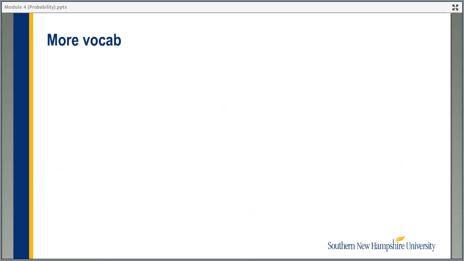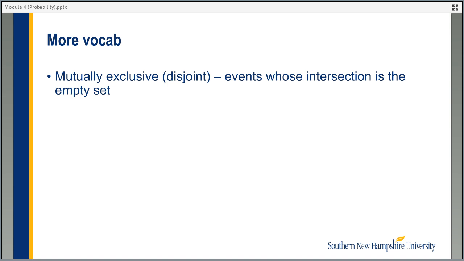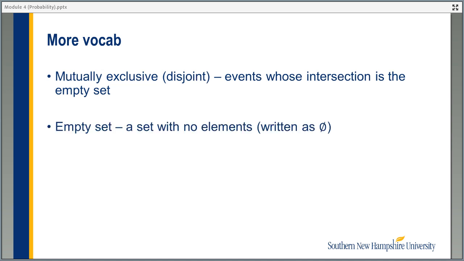But first we have a few more vocab words to go over. Mutually exclusive or disjoint events are events whose intersection is the empty set, and the empty set is a set with no elements in it.